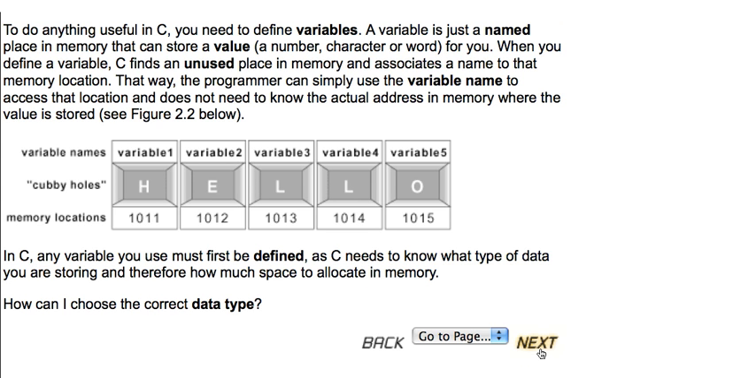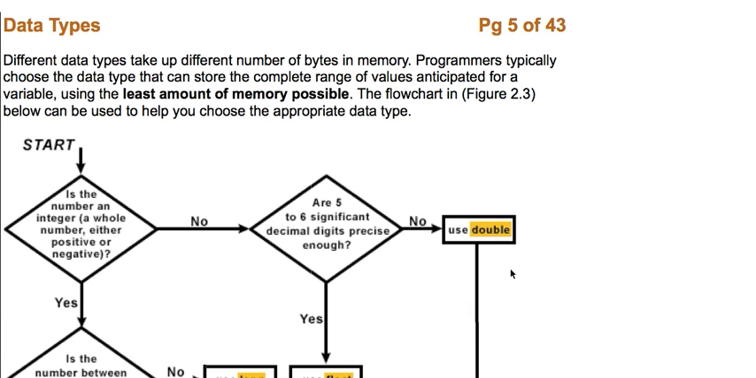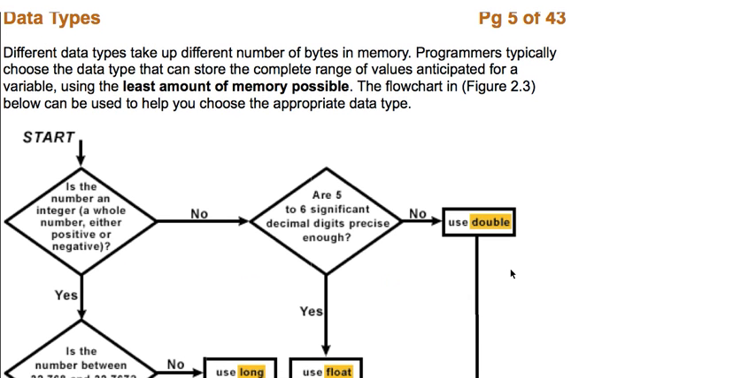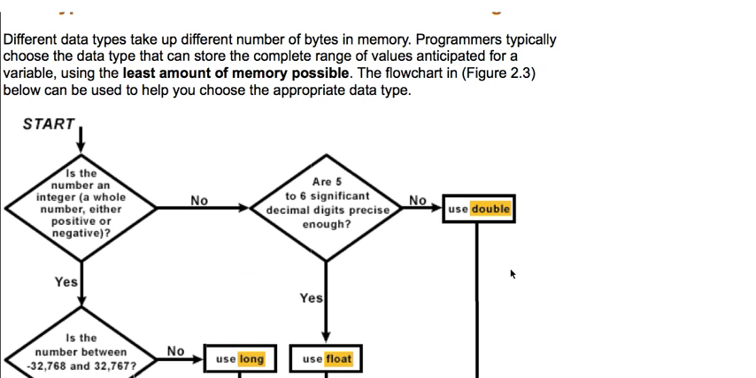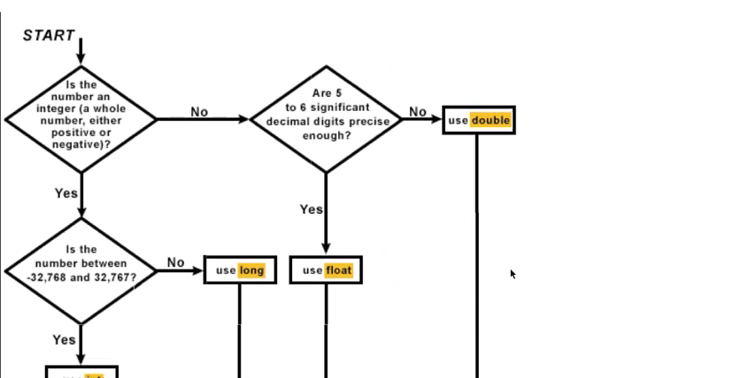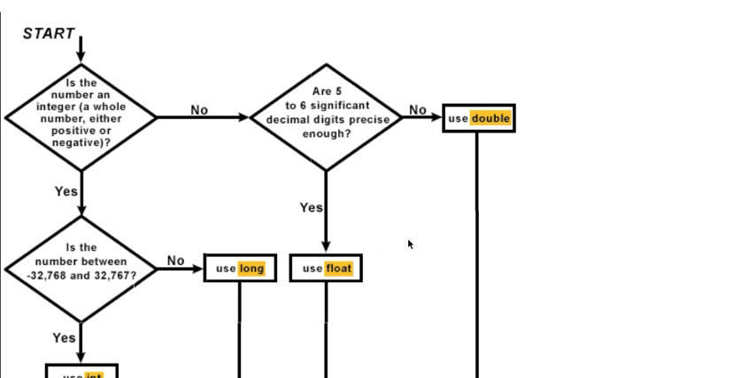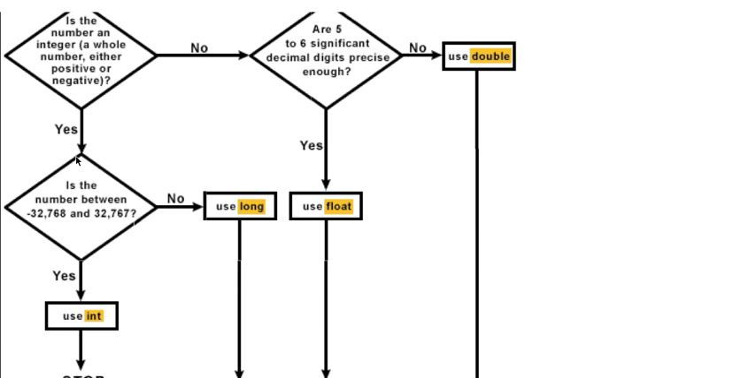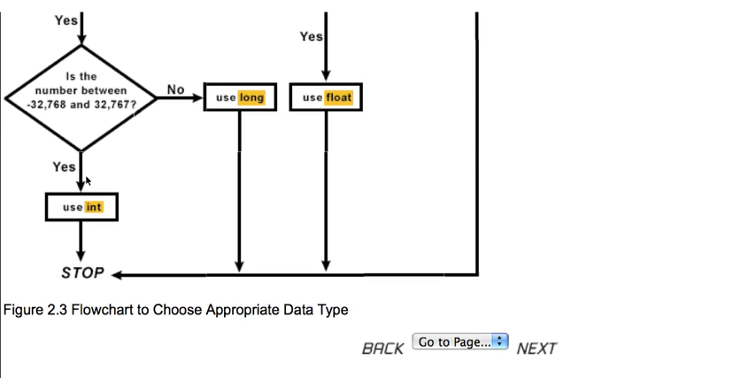How can I choose the correct data type? Let's see. Different data types take up different numbers of bytes in memory. Programmers typically choose the data type that can store the complete range of values anticipated for a variable, using the least amount of memory possible. The flowchart in Figure 2.3 below can be used to help you choose the appropriate data type. For now, we're just going to walk through an integer like 2. Is the number an integer, a whole number, either positive or negative? Yes, it is, so let's drop it down. Is the number between negative 32,768 and positive 32,767? Yes, it is, so use an integer.